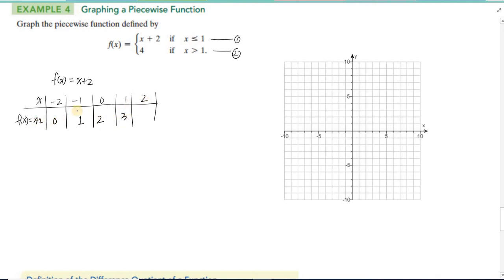Alright, I'm just plugging in 2 plus 2 equals 4. So I have an ordered pair now. So I'm going to plug it in really quick. So I plug in the points. Now I'm going to draw a line.